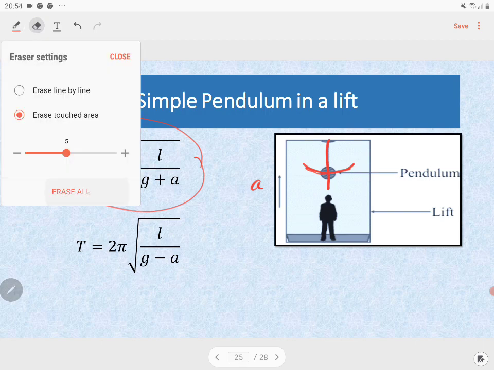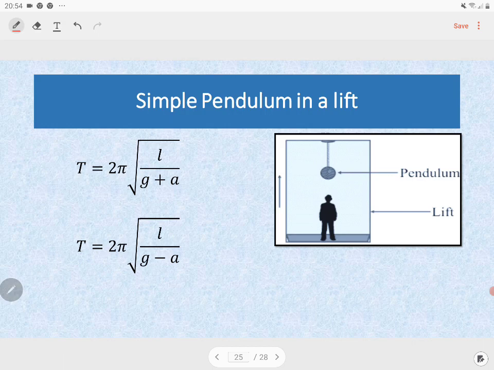In such problems you have to find the effective g, children. How to find effective g? In the equilibrium position you find the tension. Suppose the person standing inside the lift applies Newton's laws. It is a non-inertial frame of reference. In the non-inertial frame of reference, he has to take mg and ma. One pseudo force he has to consider.